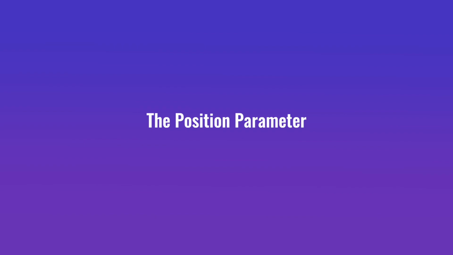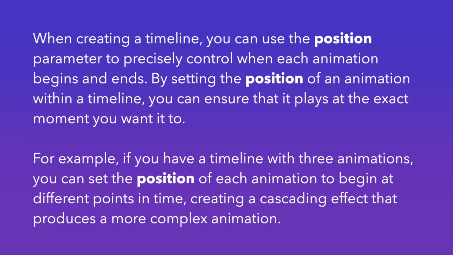In this chapter, we will dive into the power of the position parameter in GSAP. With this feature, you can control the timing and sequence of your animations, create custom motion paths, and add complexity to your designs. When creating a timeline, you can use the position parameter to precisely control when each animation begins and ends. By setting the position of an animation within a timeline, you can ensure that it plays at the exact moment you want it to.